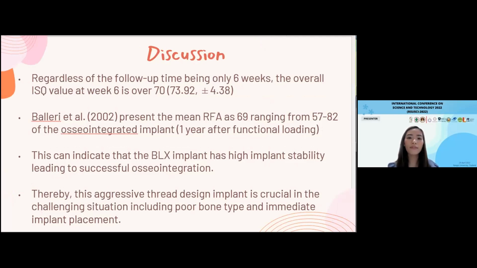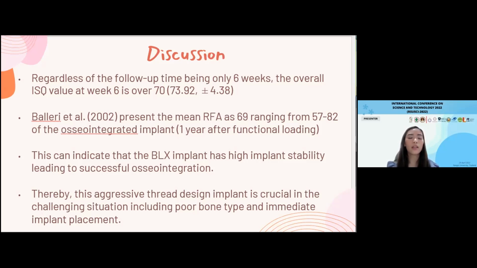Regardless of the follow-up time being only 6 weeks, the overall ISQ at 6 weeks is over 70, 73.92 plus or minus 4.38. Valerie et al. present the mean IFA as 69, ranging from 57 to 82. The IFA was measured at 1 year after functional loading to represent the fully osseointegrated implant.